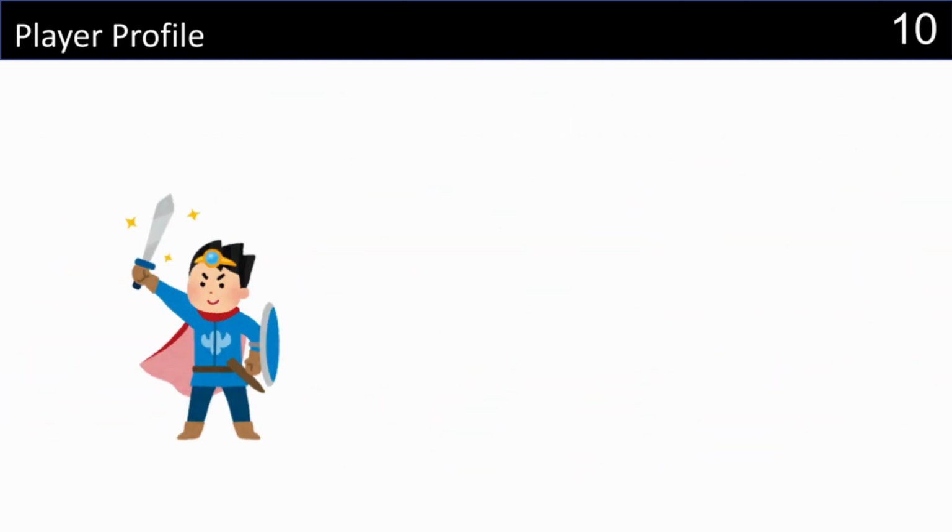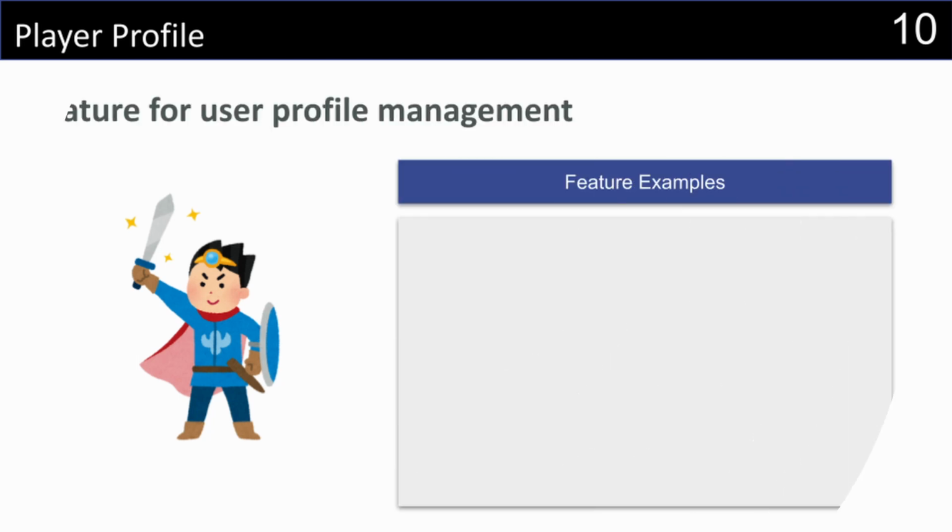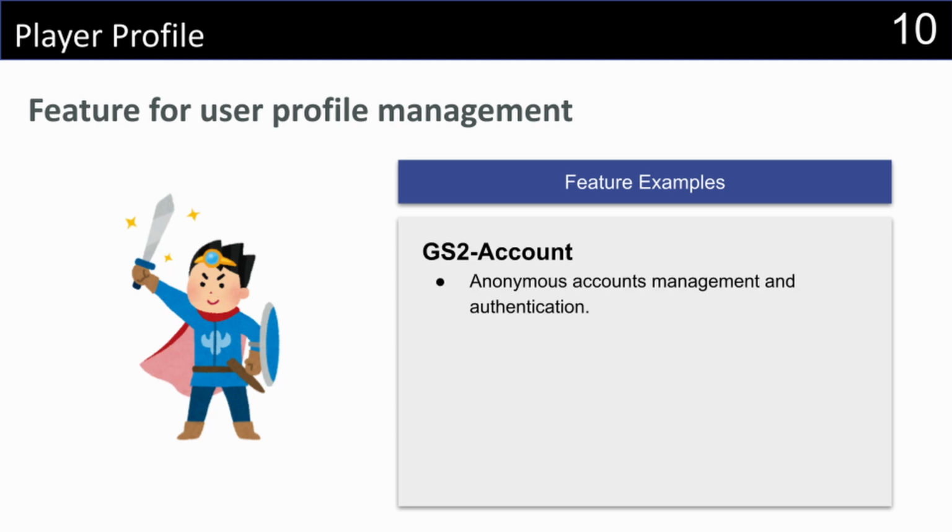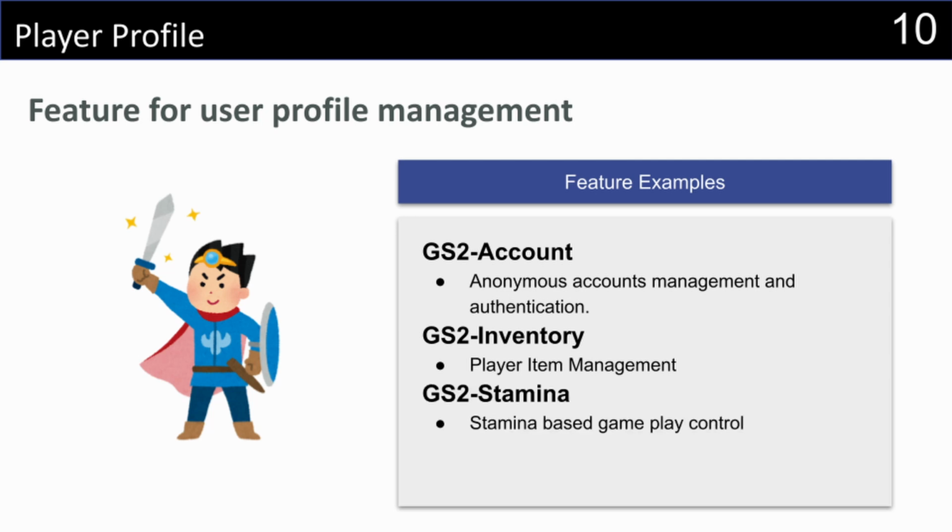Let's start with an example of a feature for managing player information. In the realm of player information, we have functions like GS2 account, which manages anonymous accounts for each player and provides authentication features, GS2 inventory, which provides functions to manage the item information that a player has, and GS2 stamina, which limits the actions a player can perform based on stamina that recovers over time. We also have GS2 Mission, which enables you to set up a system to award achievements, trophies, or missions based on player actions. These features provide a comprehensive toolkit to manage all aspects of player behaviors and rewards.